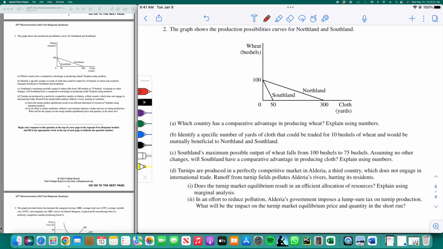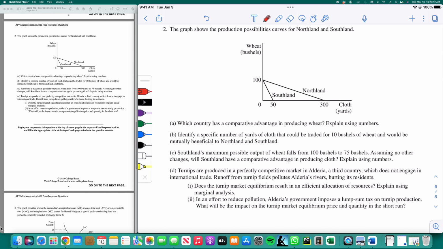Now we are on to question 2 of the 2023 free response questions. This is for set 1. Okay. So question 2, the graph shows the production possibilities curve for Northland and Southland. So we have this graph right here. Which country has a comparative advantage in producing wheat?